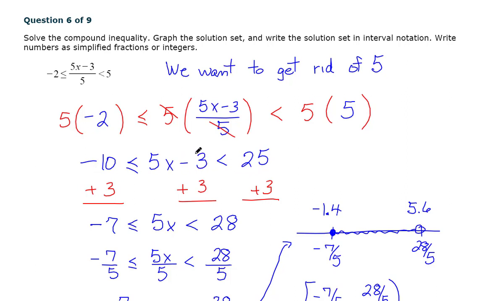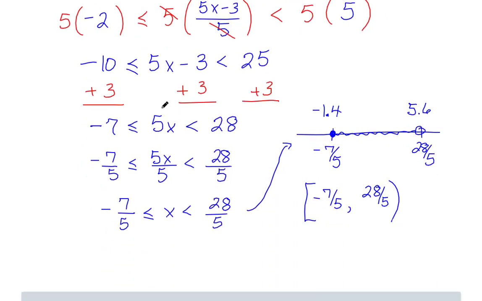I want to get rid of the minus 3, so I'm going to add 3 to all sides. 10 minus 3 is a minus 7. This one goes away. 25 and 3 is 28. And so finally, I'm going to divide everything by 5. And we get minus 7/5 less than or equal to x less than 28 over 5. So because of the inequality, I get a bracket on the left and a parenthesis on the right.